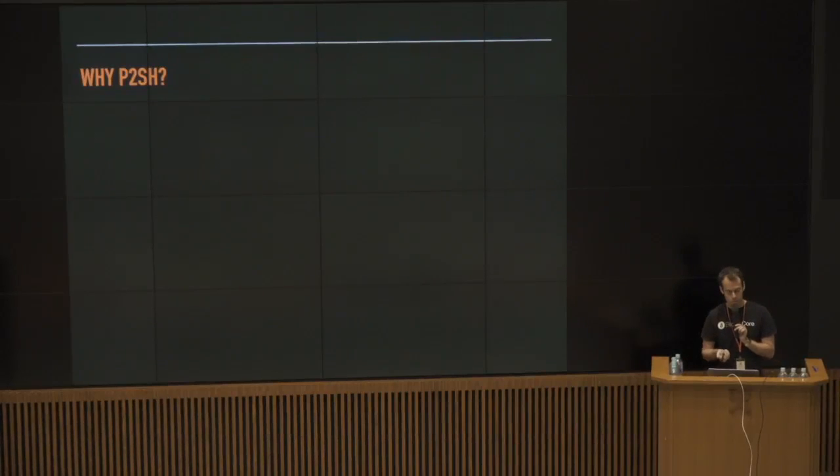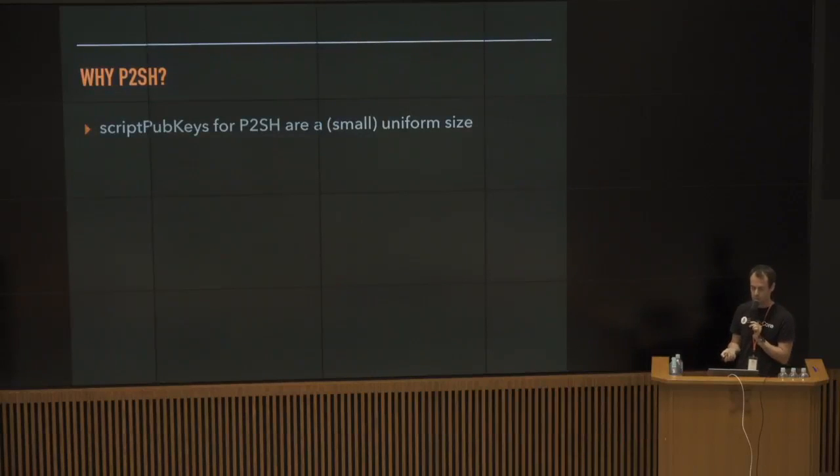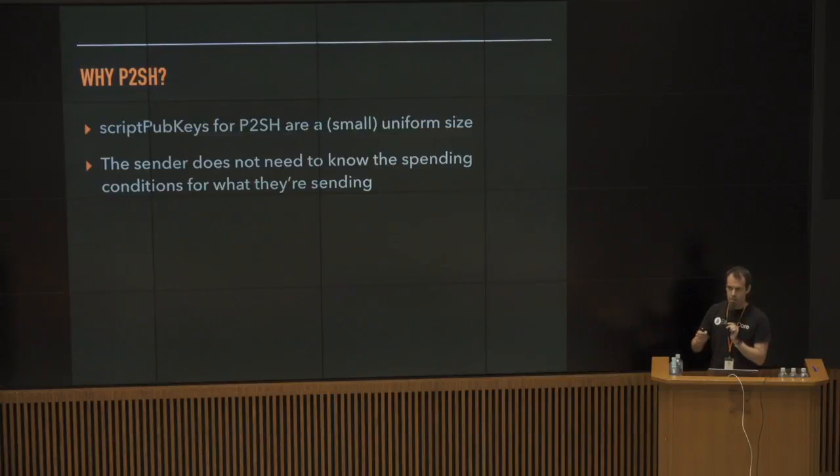So why P2SH? Why do we do this? Why when we send a coin do we just use a hash instead of giving the whole script? Well, it means that the script pub key is a uniform small size. It's 32 bytes plus a bit of filler. And the sender, the person sending the coins, does not need to know the spending conditions for what they're sending. So if I want you to send to me, and for some reason I want the spending conditions to be that I can't spend after some amount of time, or it needs to be a multi-sig, or whatever conditions I want to put on that output, you don't need to know about that if you're sending it to me. I just give you the hash of the script, and you send to that hash.